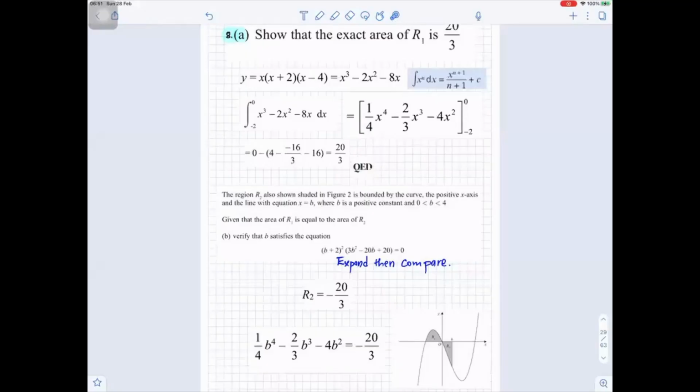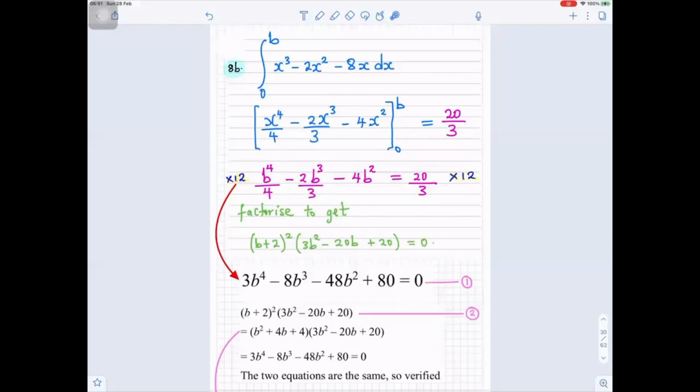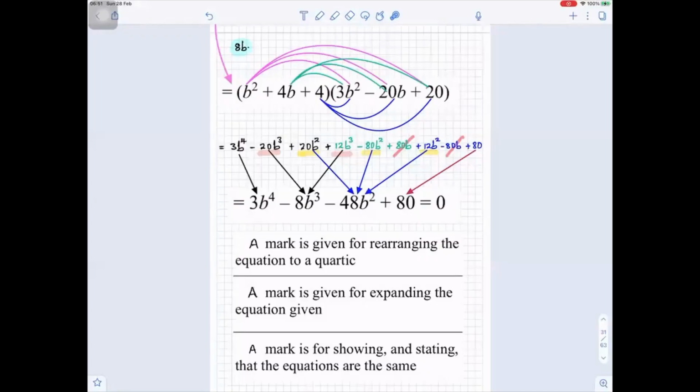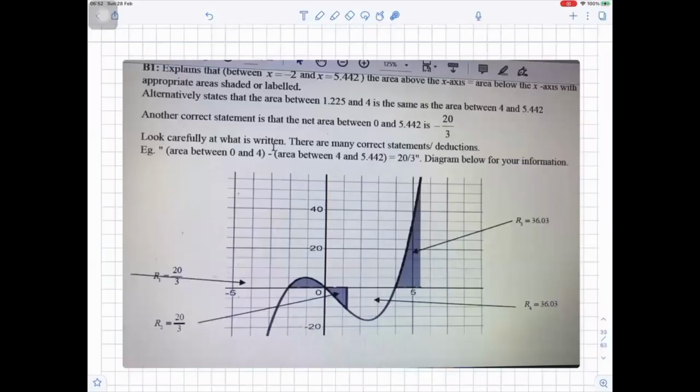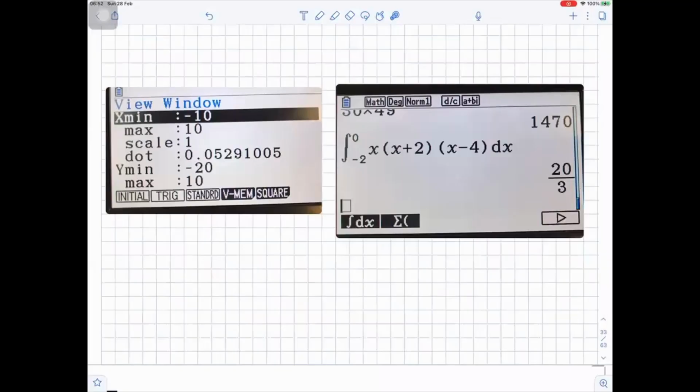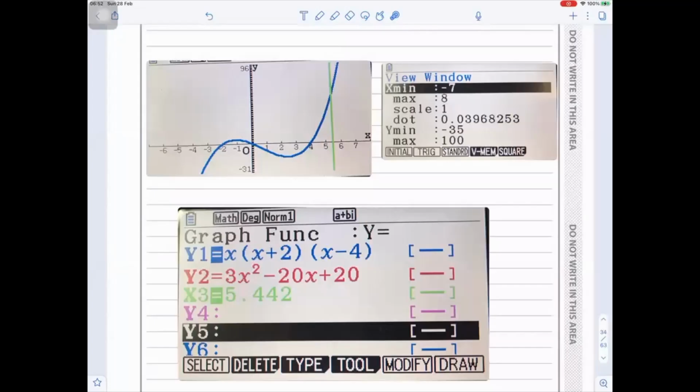That's the first part to question 8, question 8a, question 8b, still question 8b, question 8c, still question 8c, using the calculator to find the integral, and how to plot the graphs on the graphics calculator.